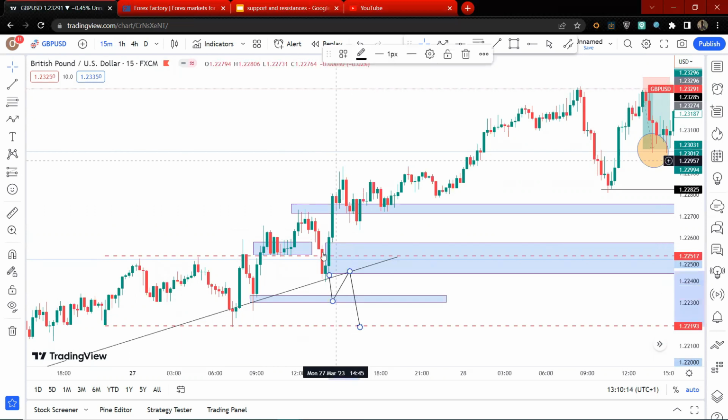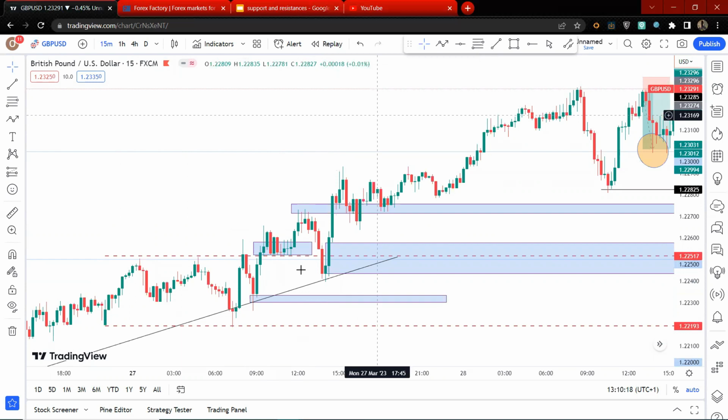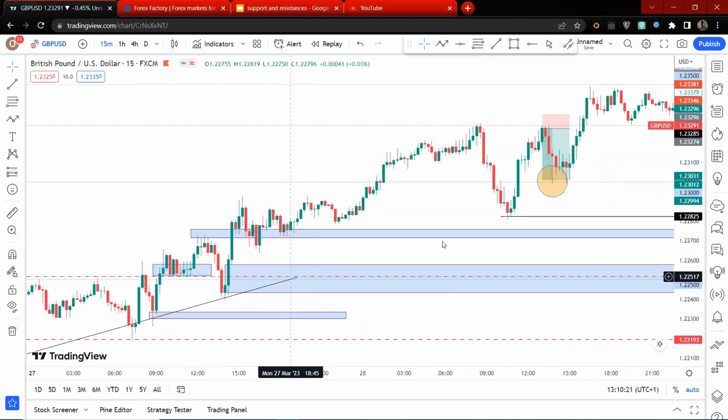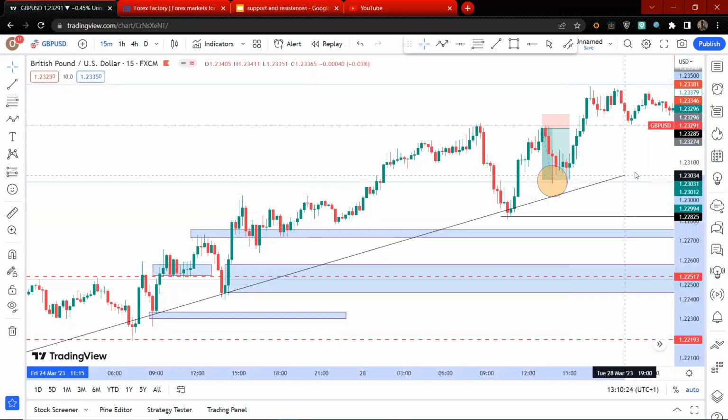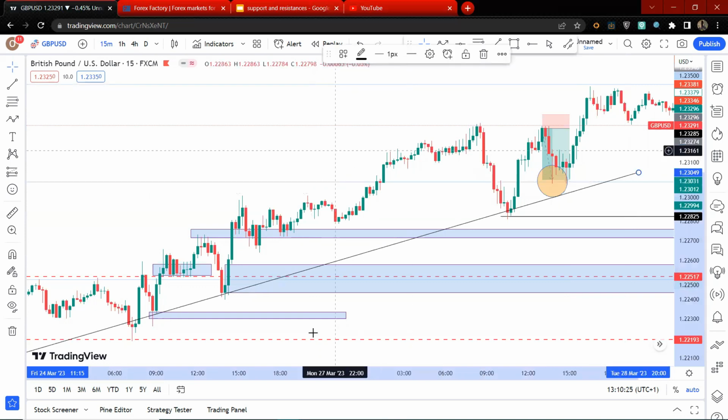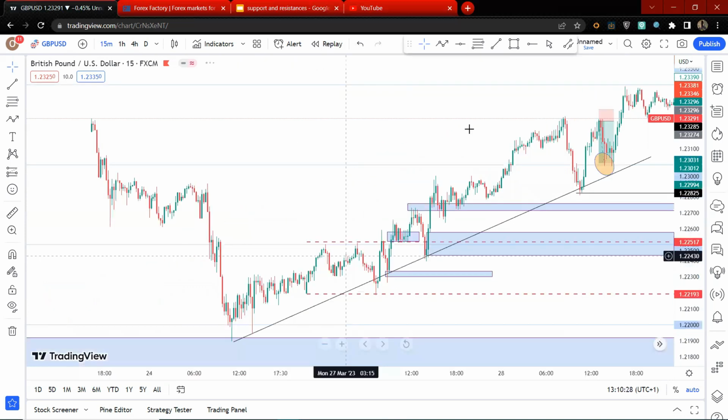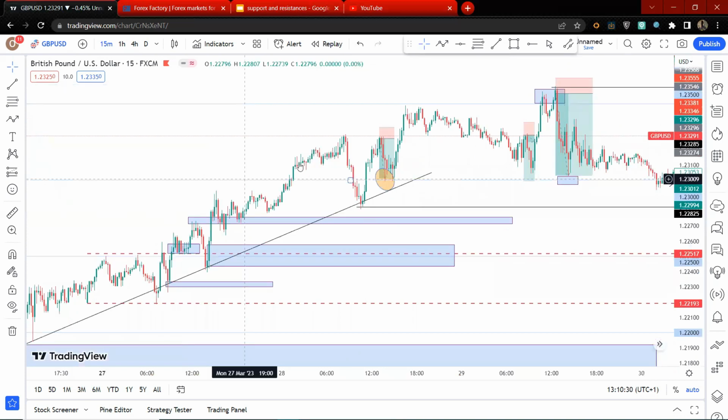So let's continue. The market moved bullish. This trend line was still valid, so you extend the trend line. Okay, just extend the trend line always. Let me zoom out this. So what happens? The market comes back. I would buy from here. I would buy from here.